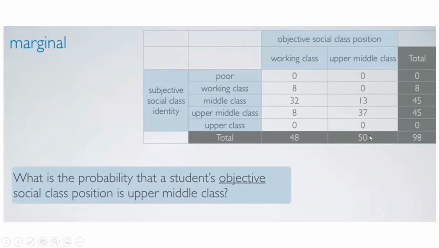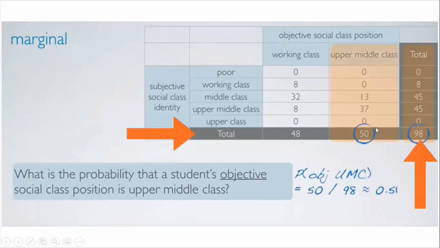So we look at the upper middle class here. It is on a margin, on a total line. So this is the margin. The total of the upper middle class is 50, and we divide this number by the total sample size, which gives 51%. If we look at this carefully, this is basically a proportion, right? But we talk in a probability sense. That's the difference.